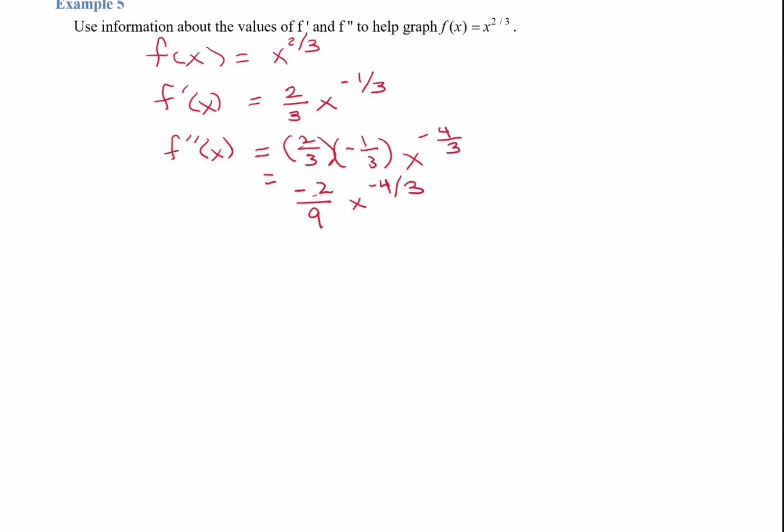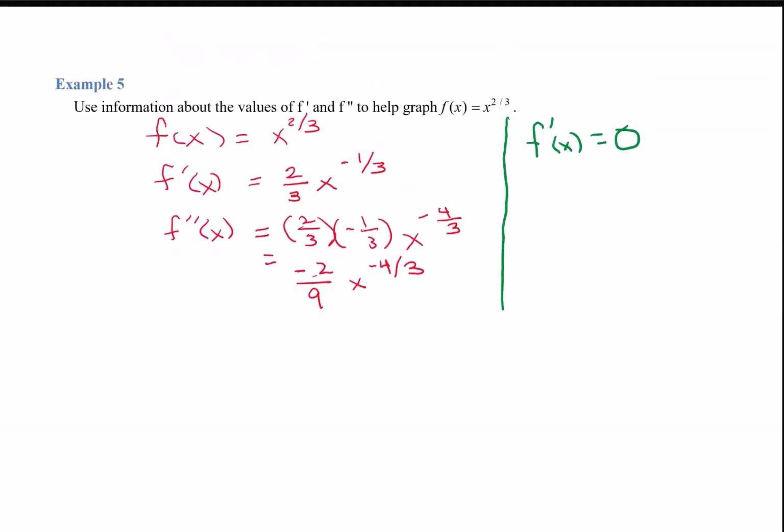Now, remember, basically what we need to do is find out when things are positive and when things are negative and when things are 0, right? So let's talk about f prime. F prime of x equals 0, never, because this is really the same as 2/3 times the cube root of x. And x can't be 0 because it can't be 0 in the denominator.